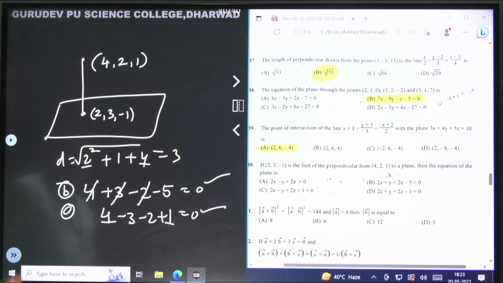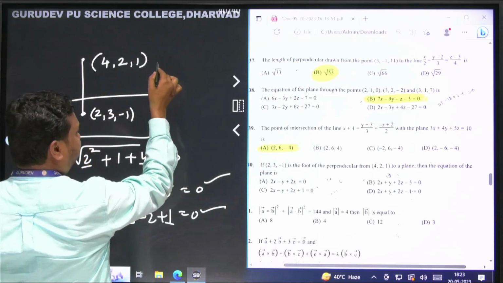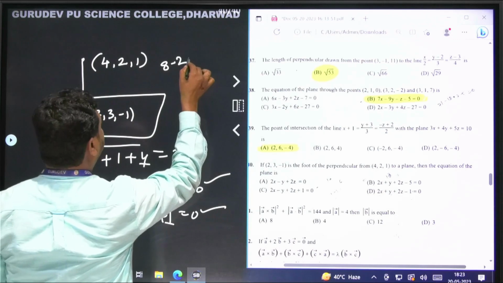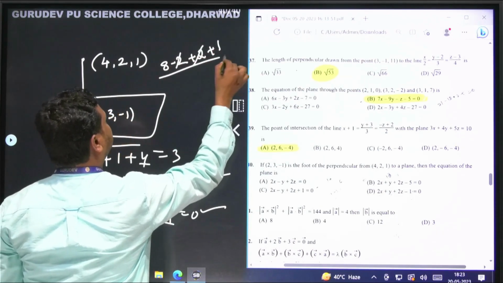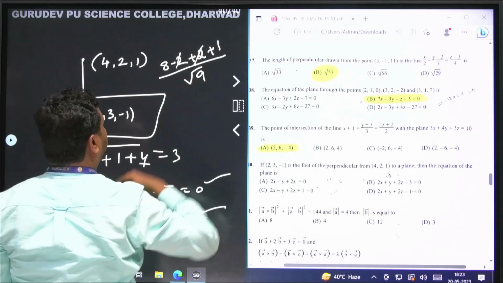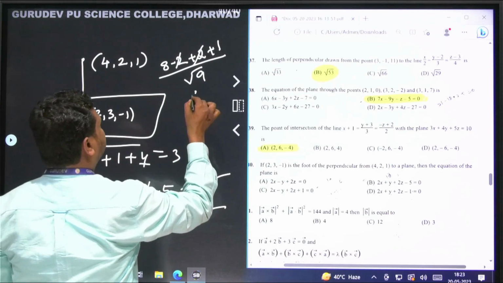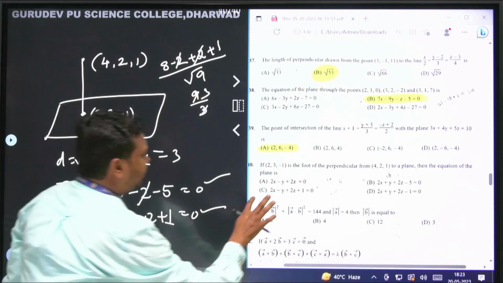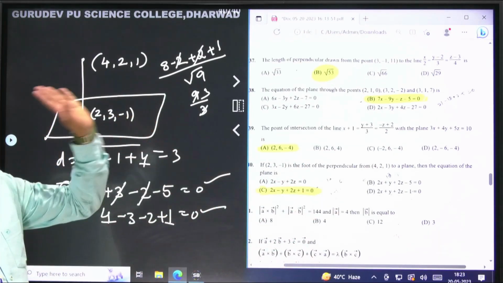Okay. So I have to check the distance for the C option also. If we check option C, what is the distance? 2 4s are 8 minus 2 plus 2 plus 1, minus 2 plus 2 get cancelled, root 9. Okay, using the distance formula, square root of a square plus b square. 8 plus 1 is 9, divided by 3. 3 ones are 3. Yes, so in this case your right answer is option C. Okay, please correct it. Option C is the right answer.